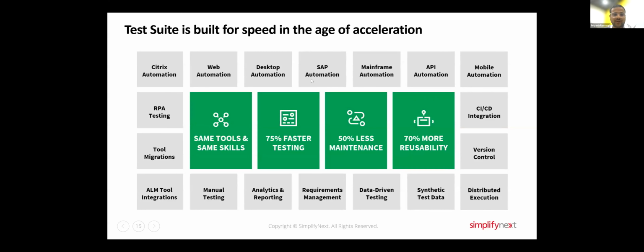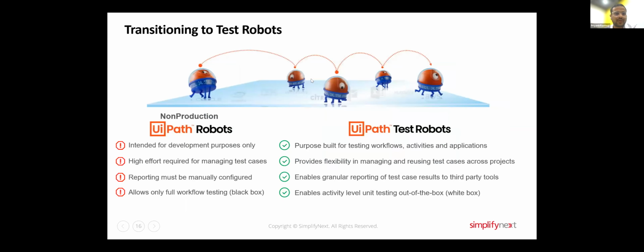Same tools, same skills used. It makes it very fast to develop and very fast for testing. Less maintenance is required, and we can leverage the existing environment for Test Suite. It's 70% more reusable. We can transition our existing robots to test robots. I will show you how we can do it. It's very easy. Just go in your workflow, right click, and then we can convert that existing robot to a test case.